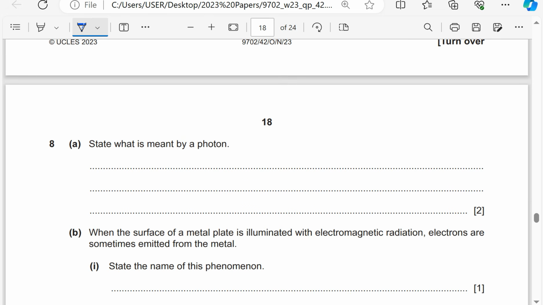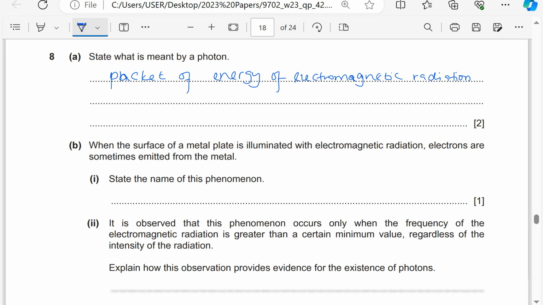State what is meant by a photon. Of course, we now know that a photon is a packet of energy of electromagnetic radiation. A packet of energy of electromagnetic radiation is what we call a photon.